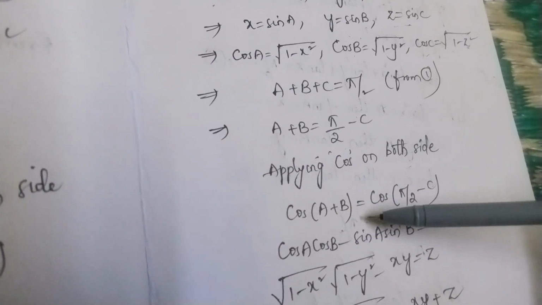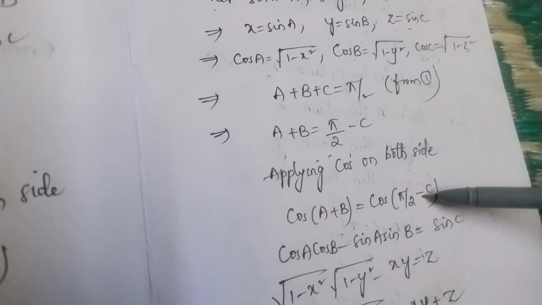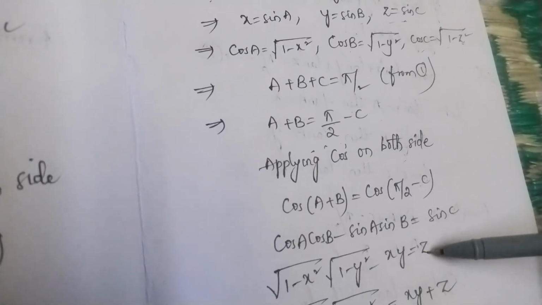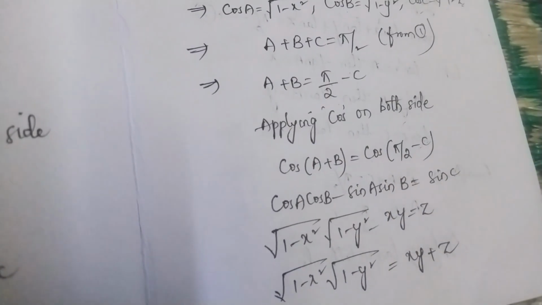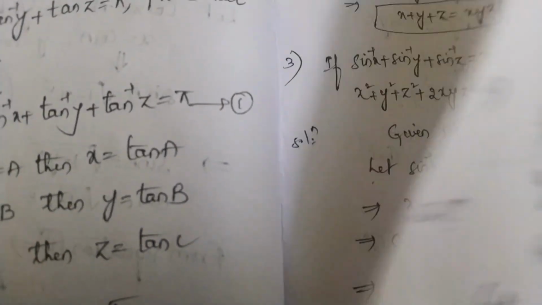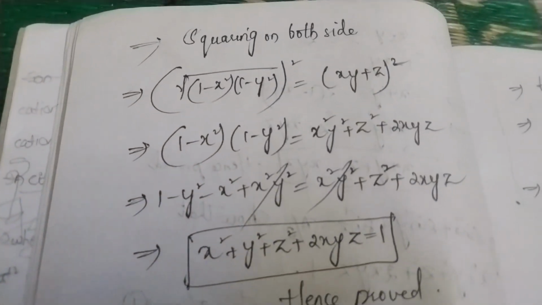So it will be cos of a plus b is equals to cos of pi by 2 minus c. Cos of 90 minus theta is what? Sin theta, that is sin c. Now we have substituted all these values in terms of x and y. Now squaring on both sides again.